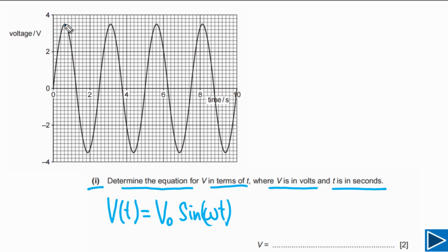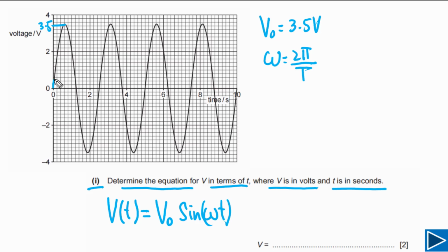First of all, the value of V naught, meaning the V max, we can read from here. V max is equal to 3.5. So simply we can write down V naught is equal to 3.5 volts. Now we need to find the value of omega. Omega is equal to 2 pi over T, and T is the time period.